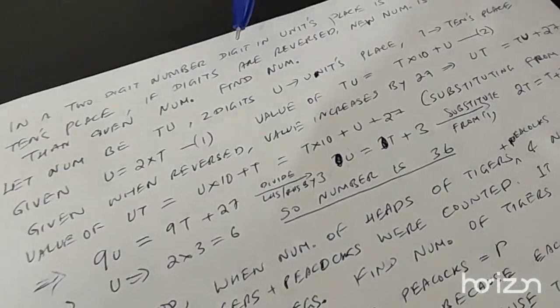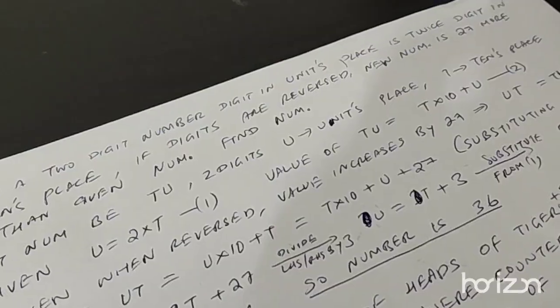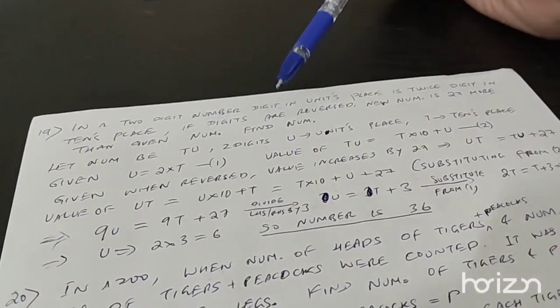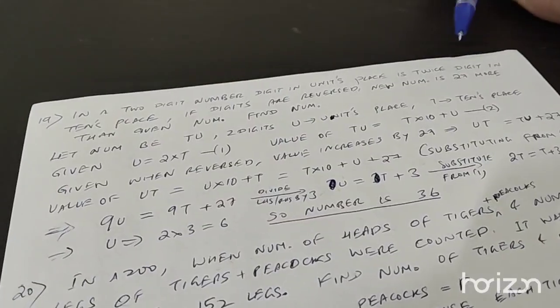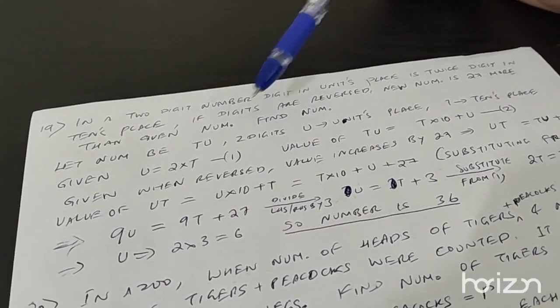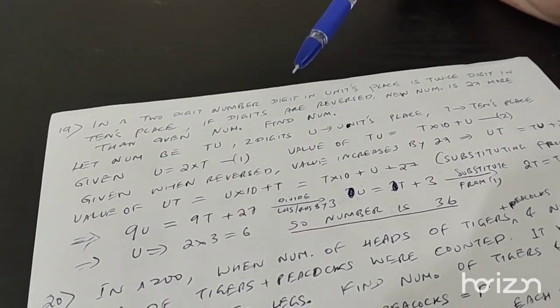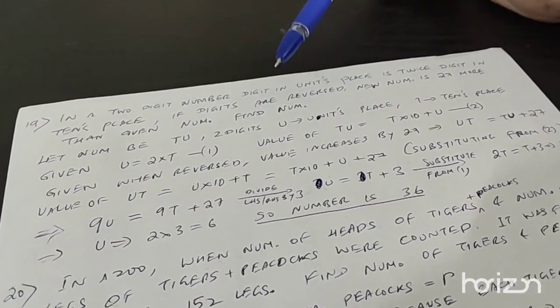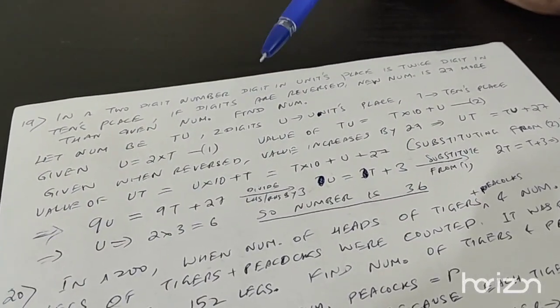Question. In a 2-digit number, the units place is twice the digit in tens place. If the digits are reversed, the number is 27 more than the given number. Find the number. See, any 2-digit number, for example, if you take 15, 5 is in units place and 1 is in tens place.